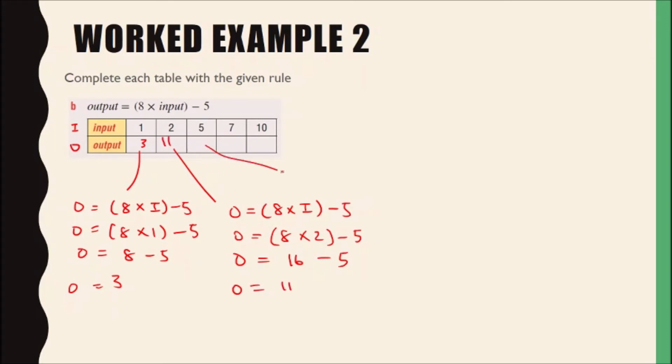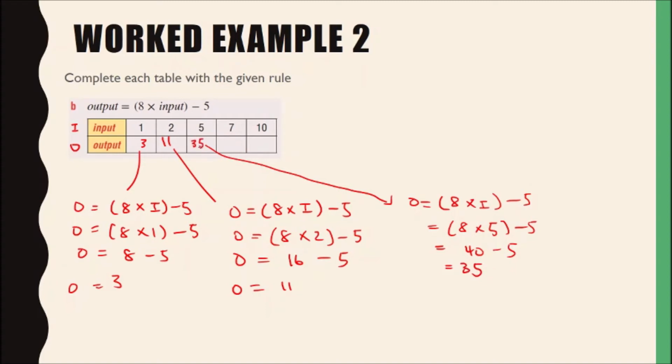Okay, and now we just do the next one, and I might just turn down my writing a bit smaller because it's quite large. So 8 times 5 is 40, minus 5, which equals 35.